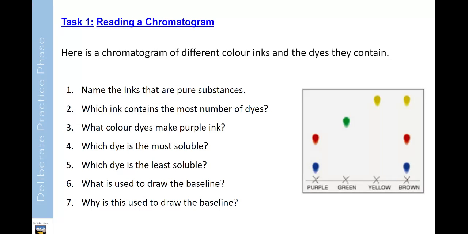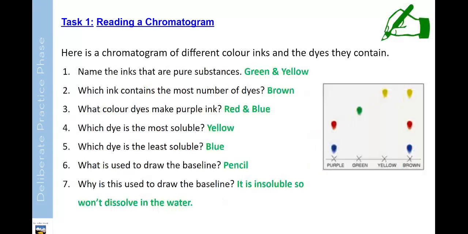Okay, so the answers are: name the inks that are pure substances. Now remember guys, pure means they only contain one component, so it should have been green and yellow. Brown's got 3 dots, so it's got the most number of dyes. Purple ink contains red and blue dye. The most soluble was yellow because it's the highest up the paper. The least soluble was blue because it's lowest down on the paper.